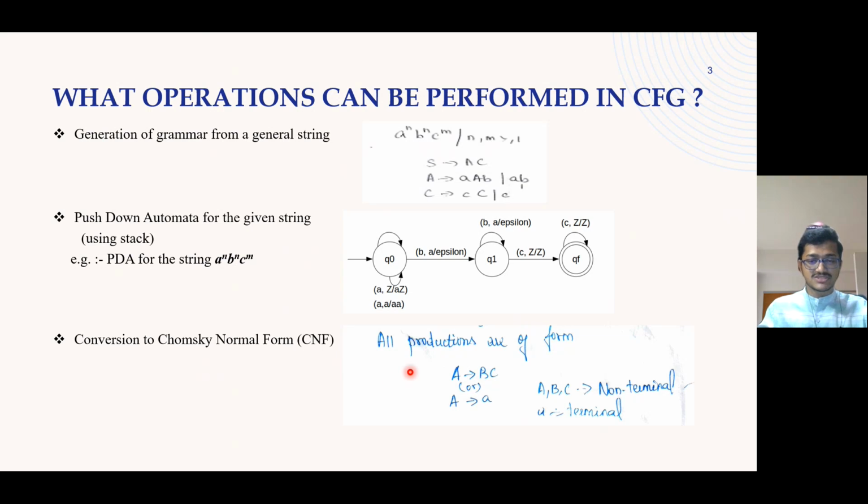Next, conversion to Chomsky normal form or CNF. In this case, we can see that a grammar is said to be in CNF if it follows this format, that is, A gives BC or A gives small a, where A is a non-terminal. That is, a non-terminal gives two non-terminals, or a non-terminal gives one terminal symbol, that is small a. Then we can say that the form of grammar is said to be in CNF.